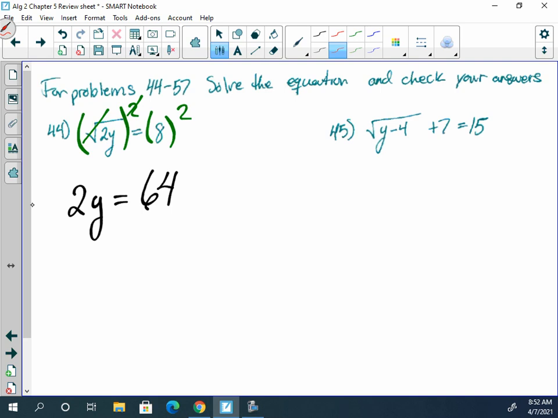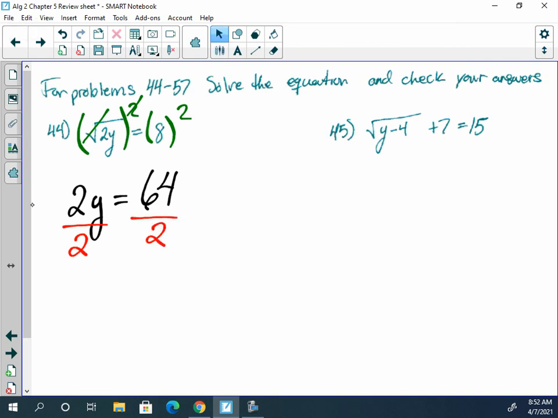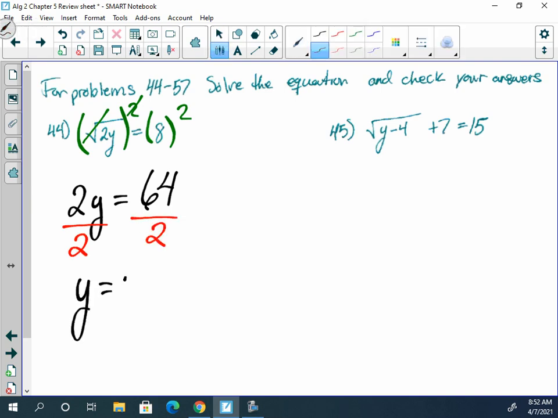Then what would we do? We divide by 2 because we want to get y by itself, which would tell us y is equal to 32.